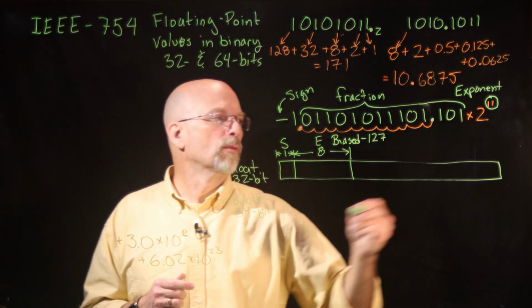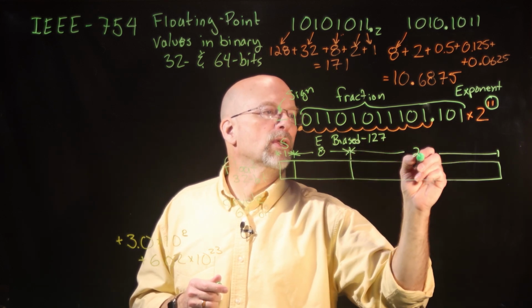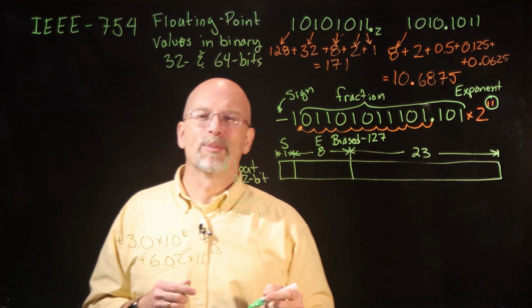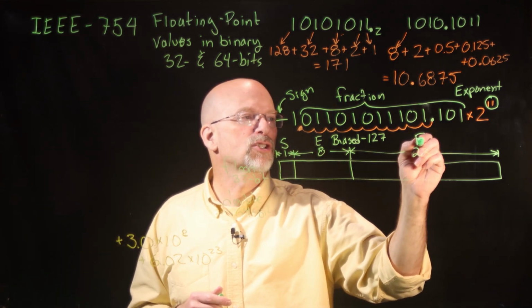Now, how many bits are left over? Well, it turns out there are 23 bits left over. What are we going to put in there? Well, the only thing we got left to represent, and that's the fraction f.